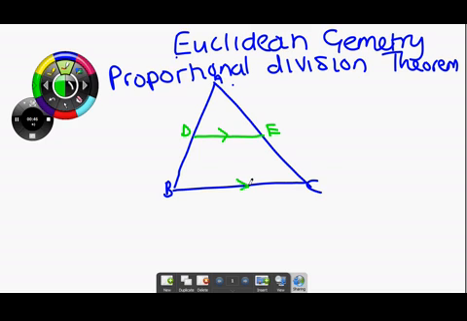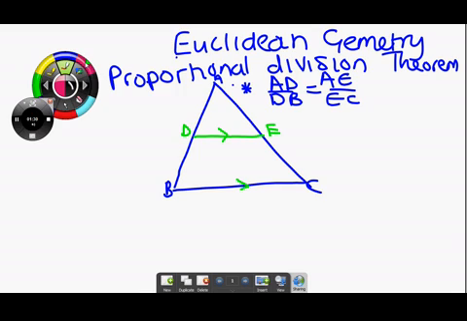Then the proportional division theorem says that AD over DB is equal to AE over EC. So in other words, they are comparing two sides of the main triangle. That's the first aspect of proportional, the first conclusion. Let's go to the second conclusion.